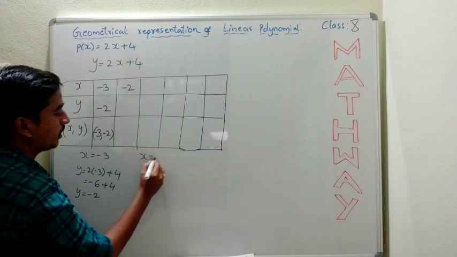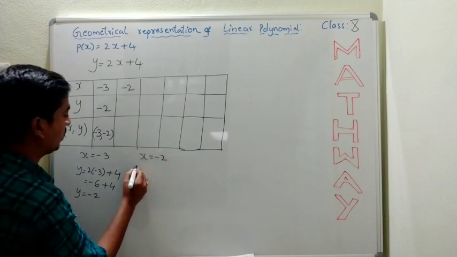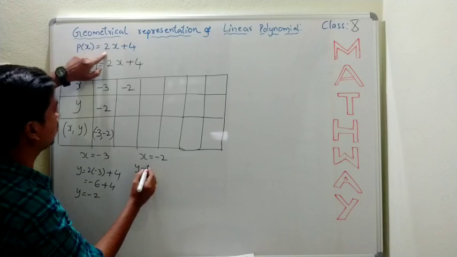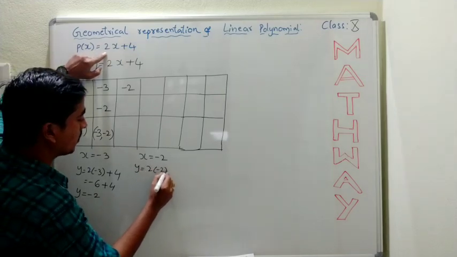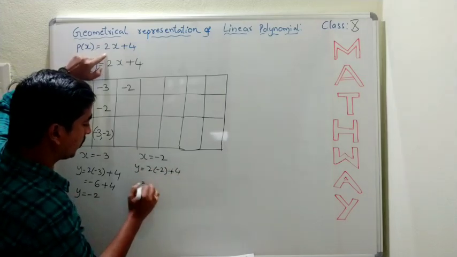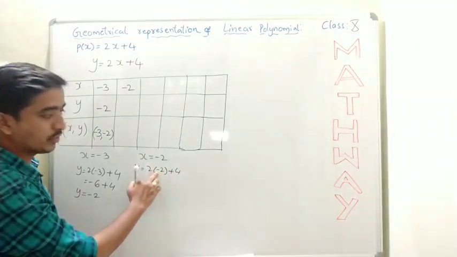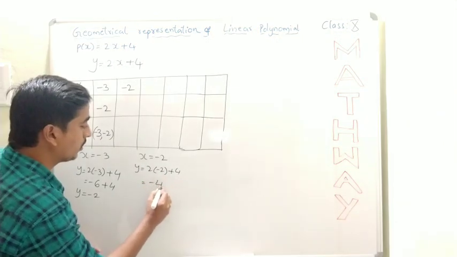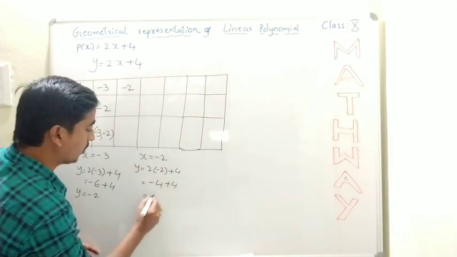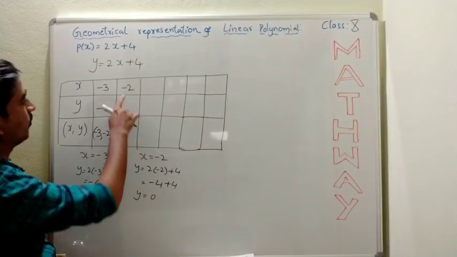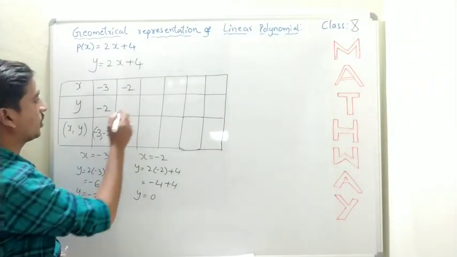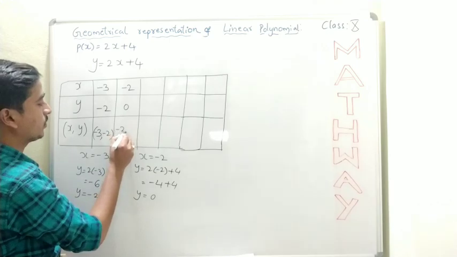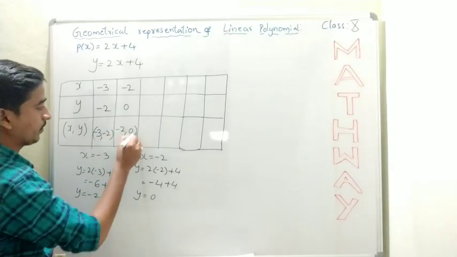Now put x equals minus 2. Then y is 2 of minus 2 plus 4. 2 twos are 4, and the negative sign is there, so it is minus 4 plus 4. Minus 4 plus 4 gets cancelled. So when x equals minus 2, the y coordinate is 0. The point is minus 2 comma 0.